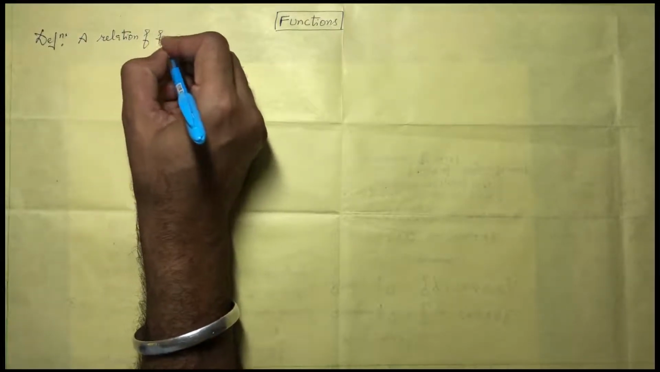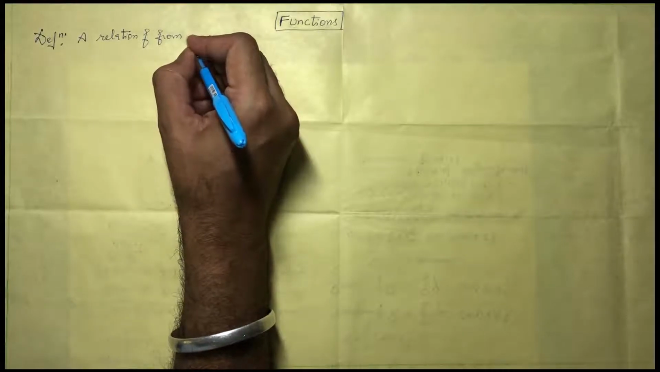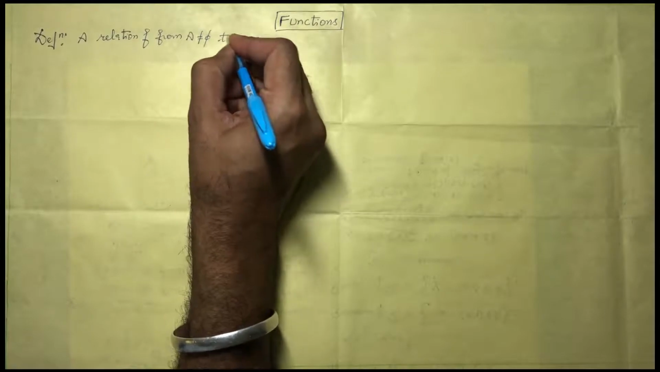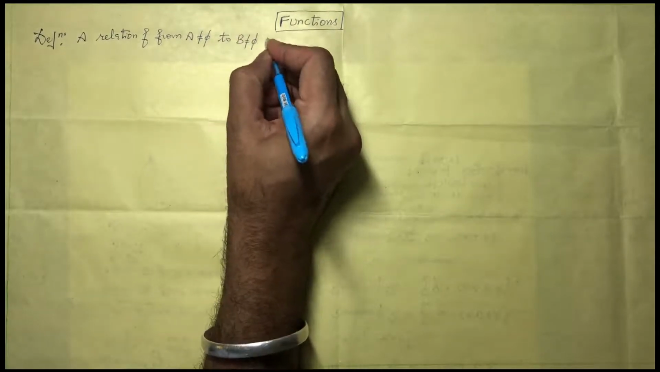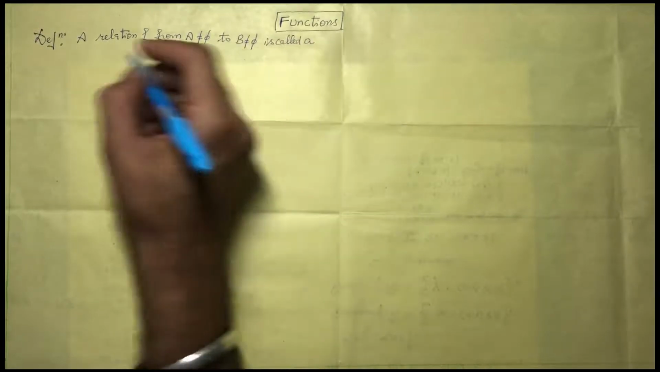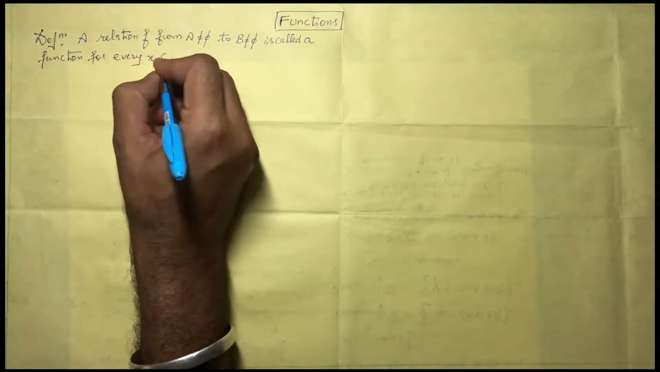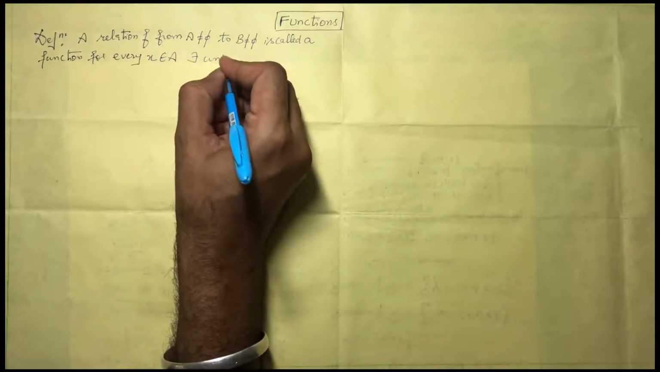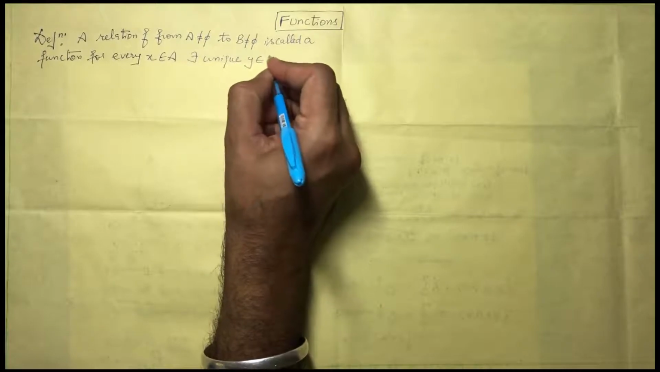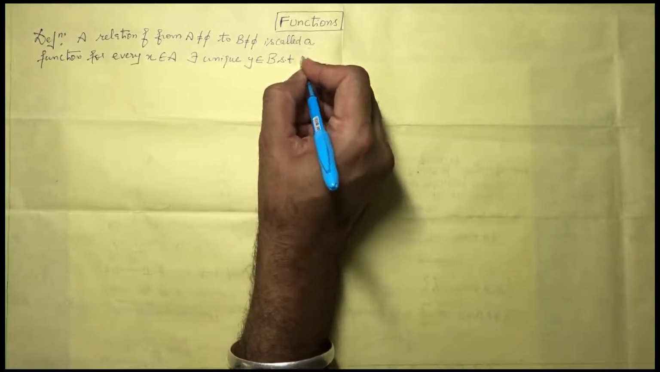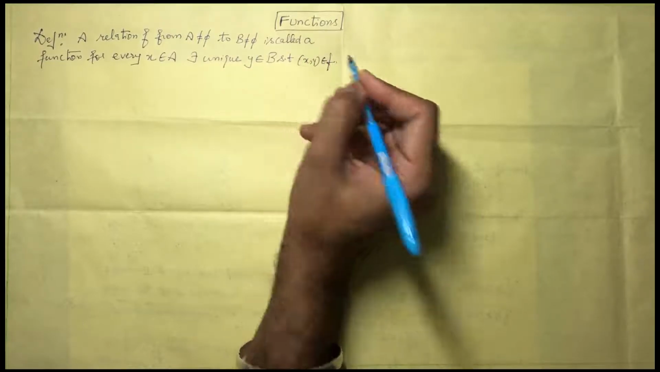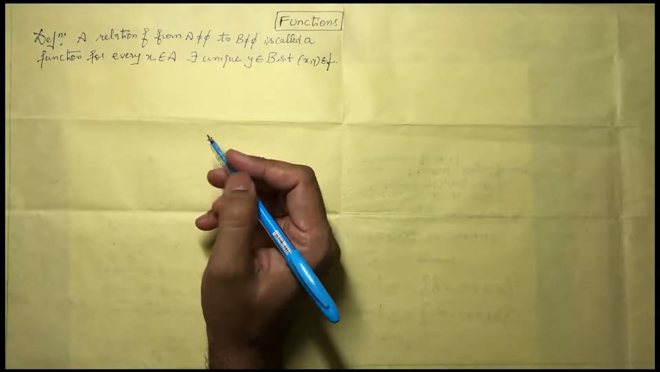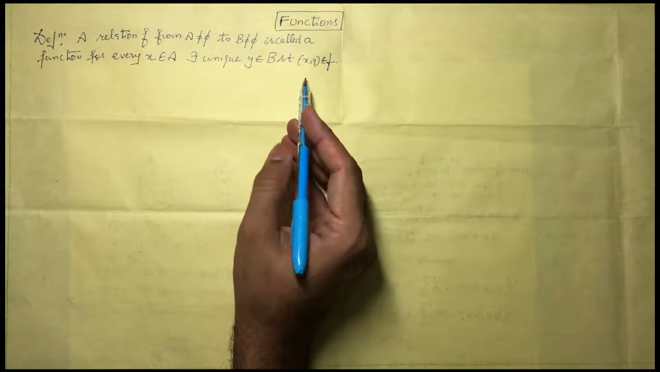A relation f from non-empty set A to non-empty set B is called a function for every x belongs to capital A, there exists a unique y belongs to B such that the pair (x, y) belongs to f. So, the elements of a function are also ordered pairs.